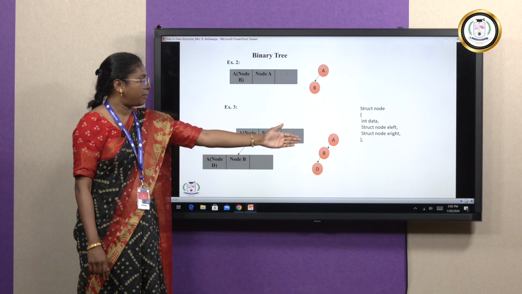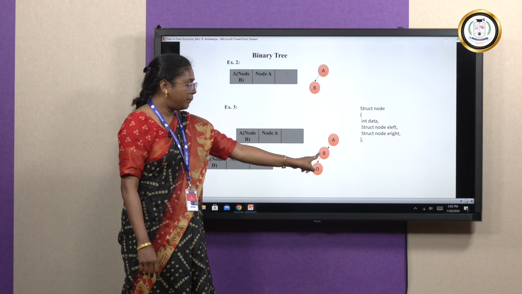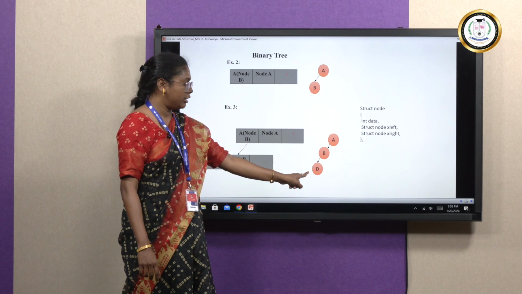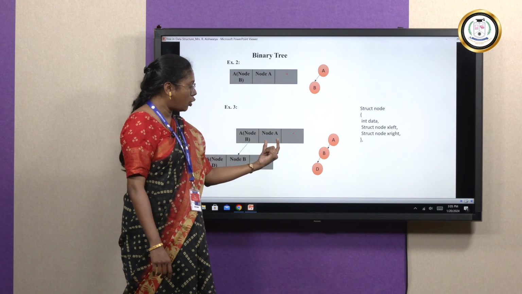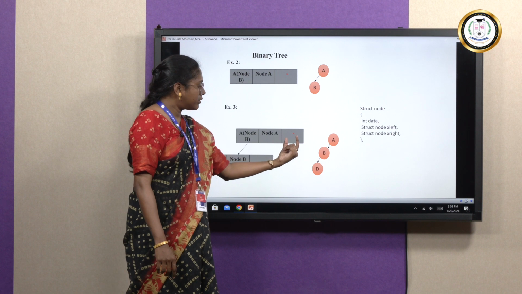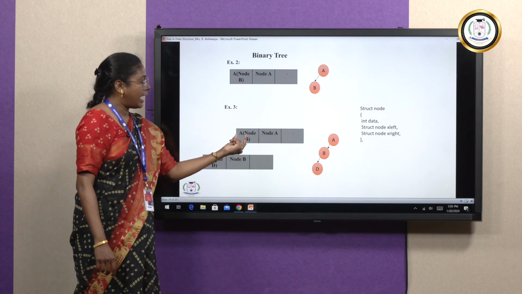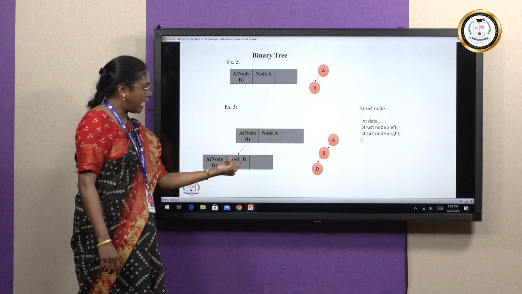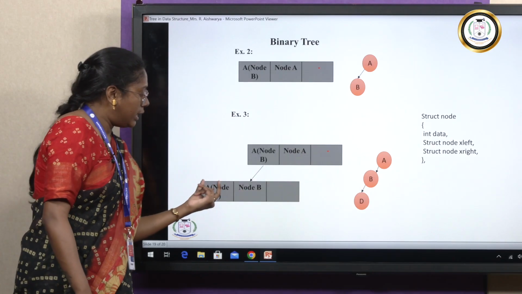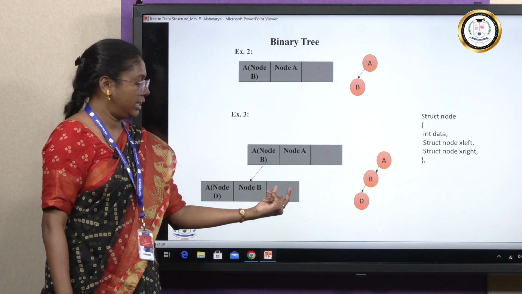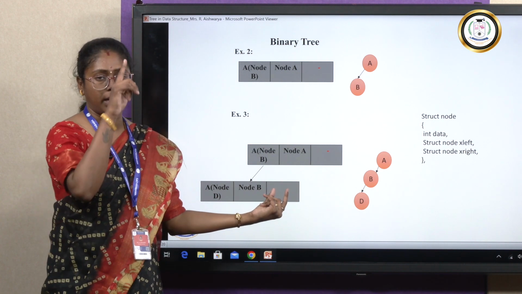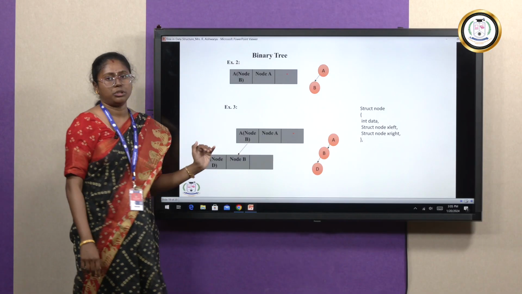And the last example: A contains the child B, and B contains the child D. How to represent it? There will be a node A. On the left side we don't have anything, so I keep it null. And here we have the B node. For B I have one more child called D, and on this side we don't have anything, so you just make it empty or make it null. This is how you have to represent it.